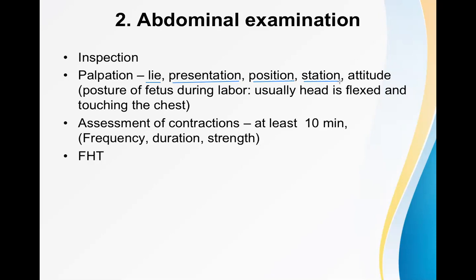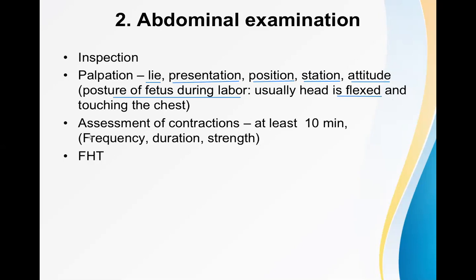And if it is below that, we call it +1, +2, or +3. This is called station. And then attitude. Attitude means the posture of the fetus during labor, and the usual attitude is flexed, that is, the head of the baby is flexing and touching the chest. So this is the normal attitude, or flexion attitude. If the head is extended, then the delivery would be very difficult or even cannot occur. These are very, very important terms in obstetrics.